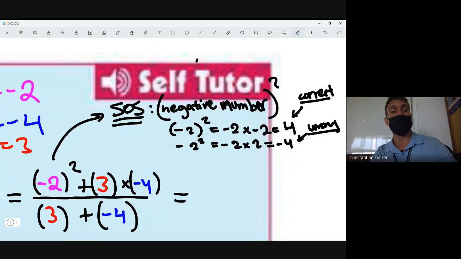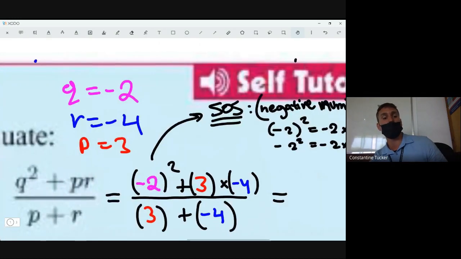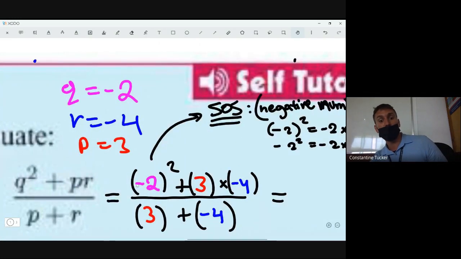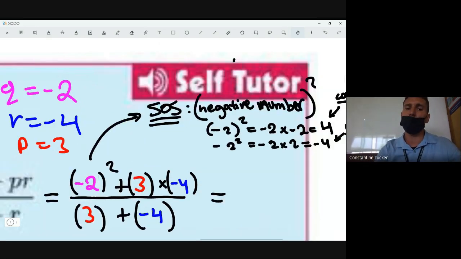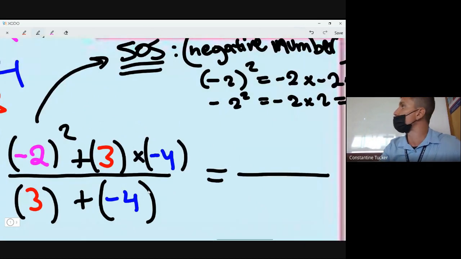So maybe they have a slightly different case. We'll have a look at those cases. But what I'm saying is here, you see how you have Q being squared? That Q, which is -2, definitely needs to go in brackets, and then you square the whole thing. Okay, let's calculate it all together. What is -2 squared, guys? -2 squared. What is that?